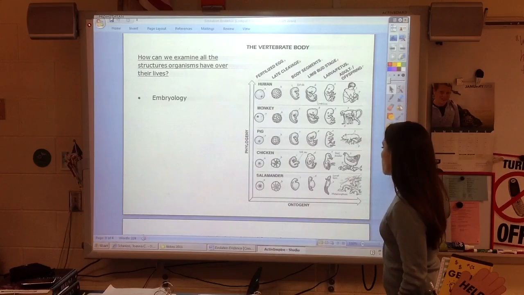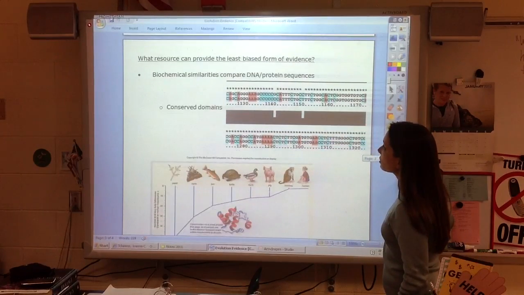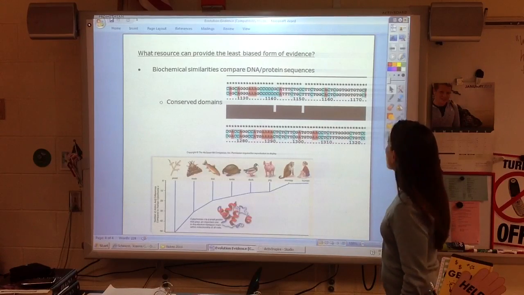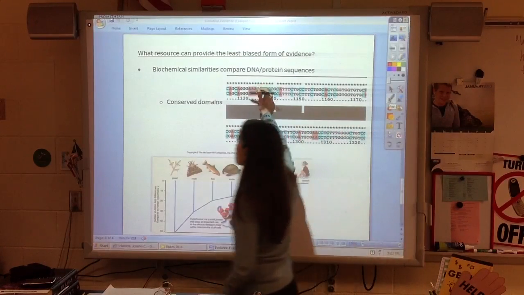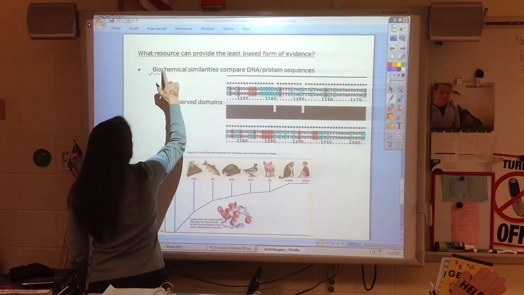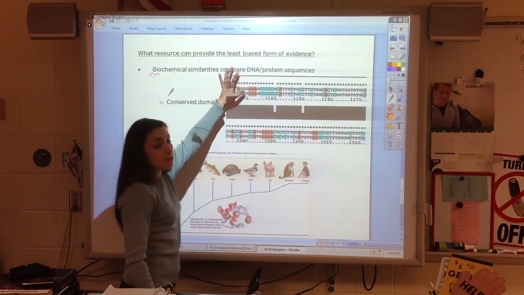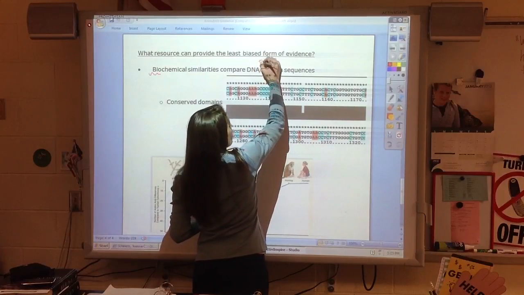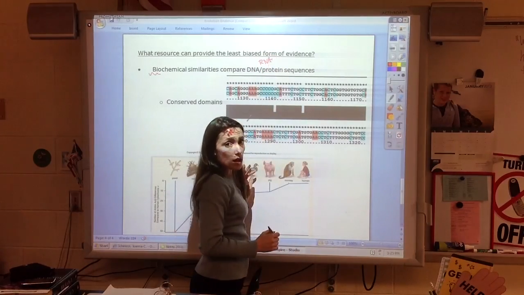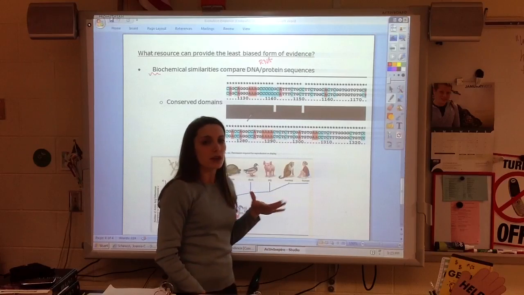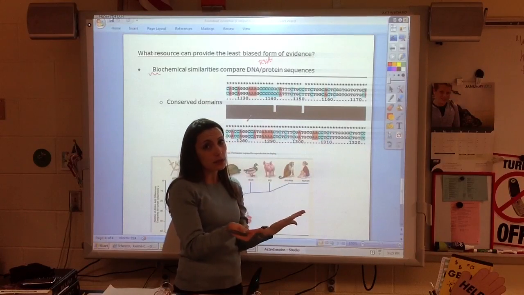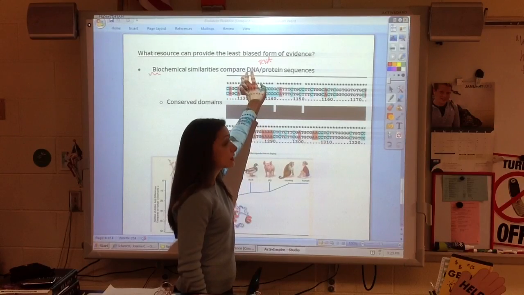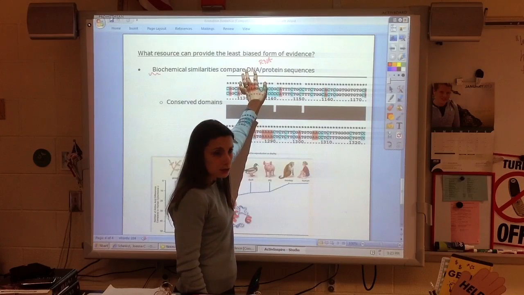So it turns out that most evolutionary scientists are actually going to look for the least biased form of evidence, and that is what we call biochemical similarities. Bio meaning life, chemical. And so really what we're looking at is DNA and protein sequences. Now we could also examine RNA as well, especially if we're looking at bacteria and humans, keeping in mind that any eukaryotic organism has introns and exons.